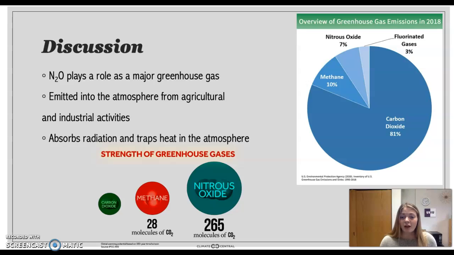In the pie chart to the right from the U.S. Environmental Protection Agency, you can see that carbon dioxide served as the most abundant greenhouse gas, with methane in second and nitrous oxide in third, totaling only about 7%. But even though it's not the most abundant greenhouse gas, it is one of the strongest, which you can see in the diagram on the bottom of the screen. Nitrous oxide is stronger than methane and carbon dioxide both by a great deal, which is why it's so powerful.